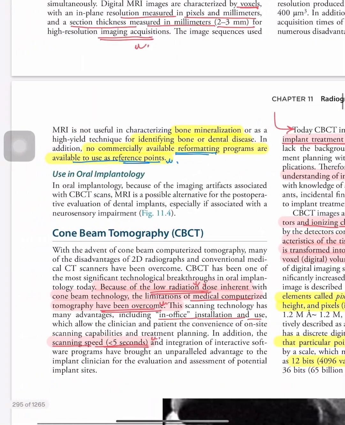So, disadvantages. First thing I would say, it is a costly modality. Second, it is not useful in characterizing the bone mineralization. Okay.